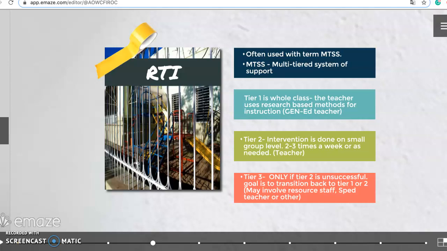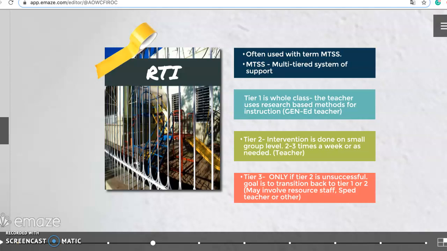This is intervention that is done in the small group level, generally 2 to 3 times a week, or as needed, and it's done by their general education teacher, although other support staff can be called in to assist with this as well. Tier 2 can only be implemented for a fixed period of time. Generally, it's about 8 weeks. And during that time, students will be evaluated as making progress and can be reincorporated into Tier 1. Or if adequate progress is not being made, the students will be transitioned to Tier 3.